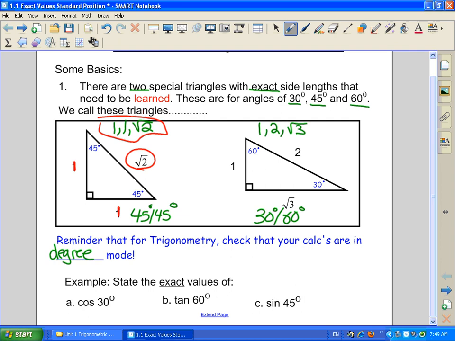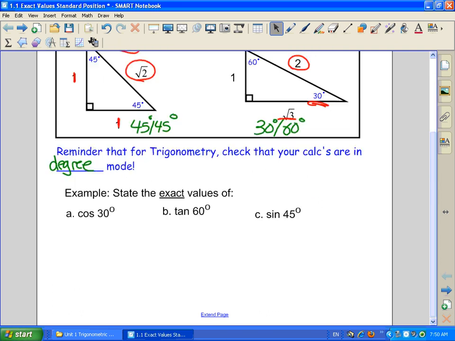The other one is the 1, 2, root 3. And how I always remember this is that the 2 is the bigger side, so it's got to be the hypotenuse. And I always make root 3 be beside the 30-degree angle. So the 30 and the root 3 kind of stick together. So that's how I remember special triangles. You may develop a different method, and that's fine.